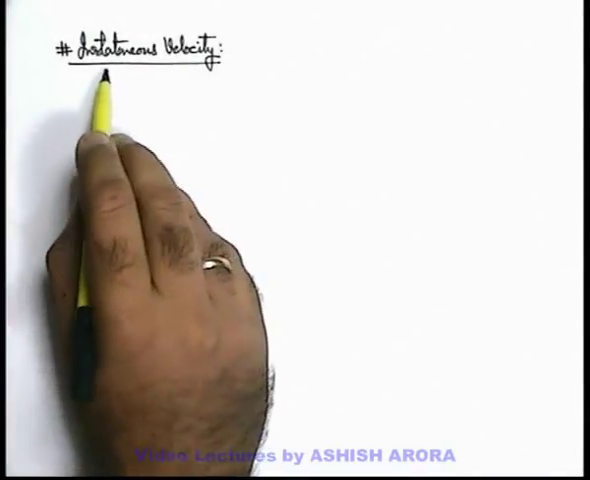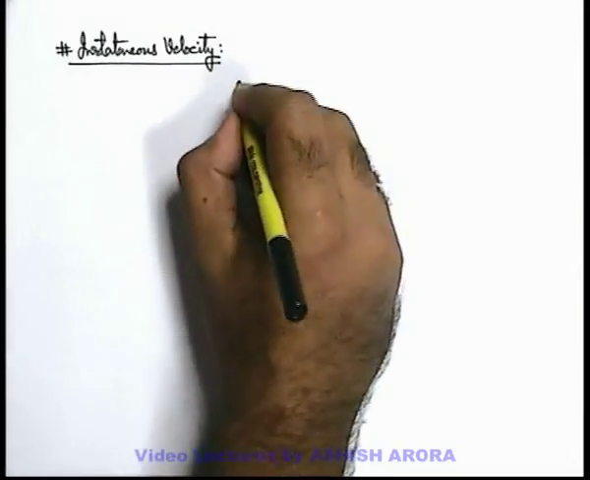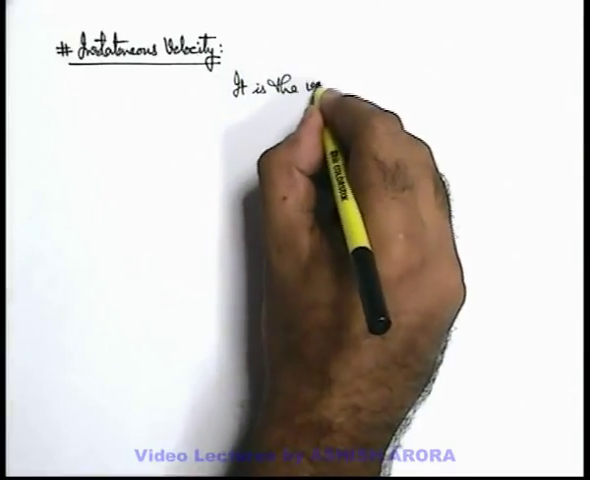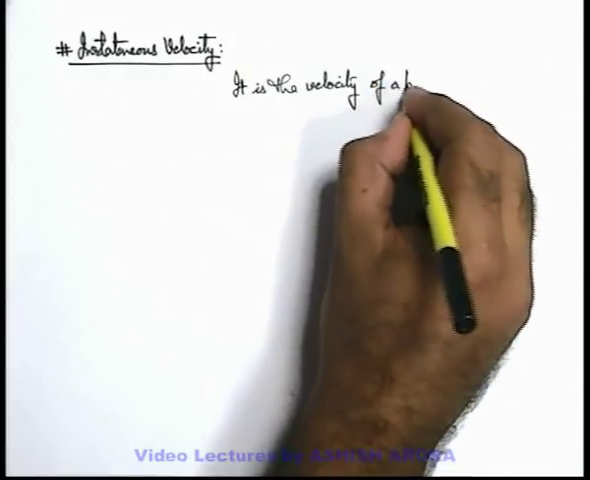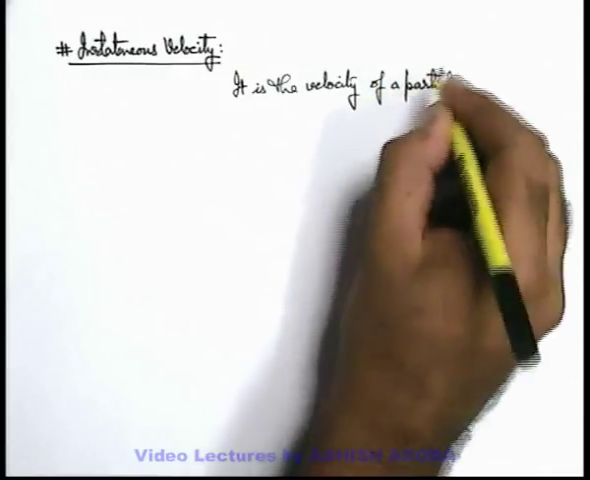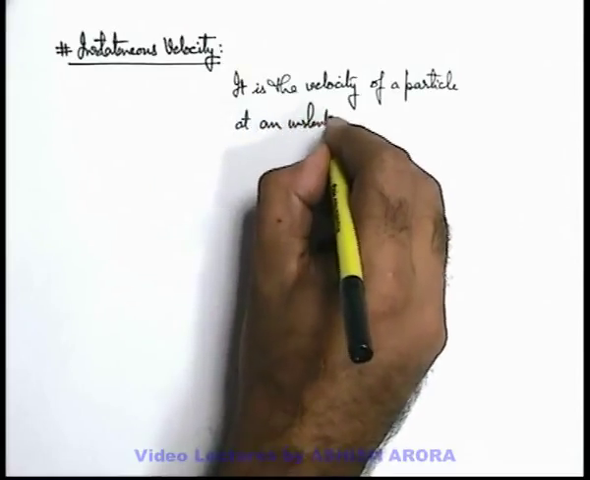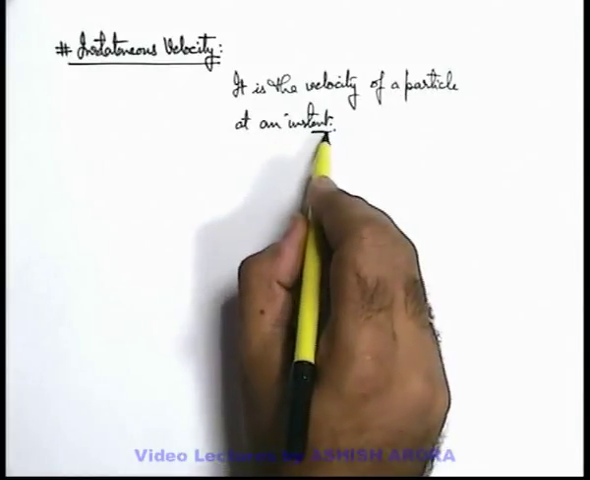Now we will discuss the concept of instantaneous velocity. As the name implies, we simply state it is the velocity of a particle at an instant. Practically, it is very difficult to measure the velocity at an instant.